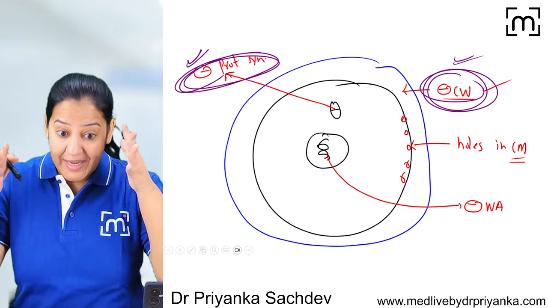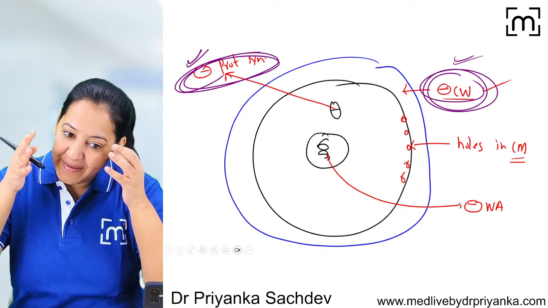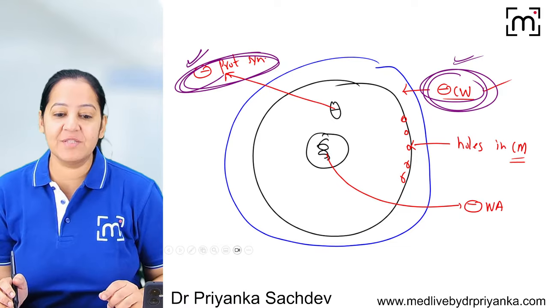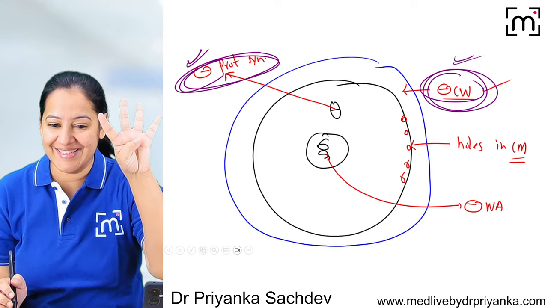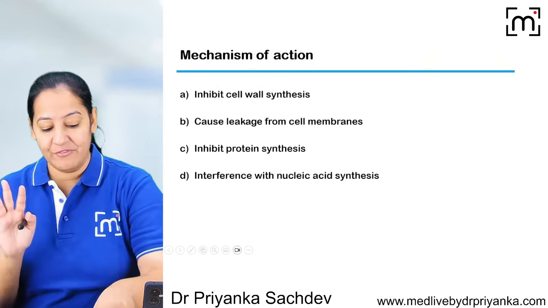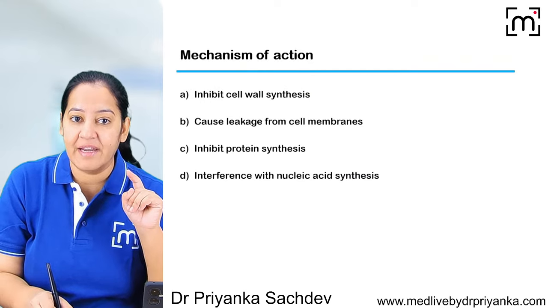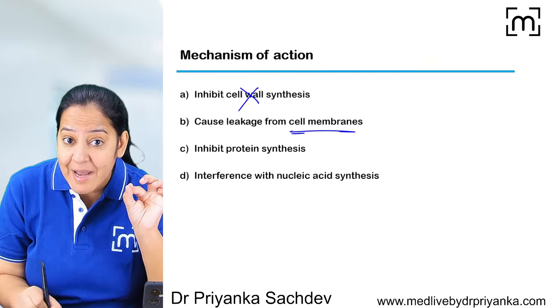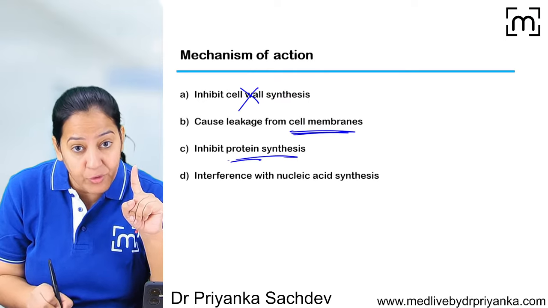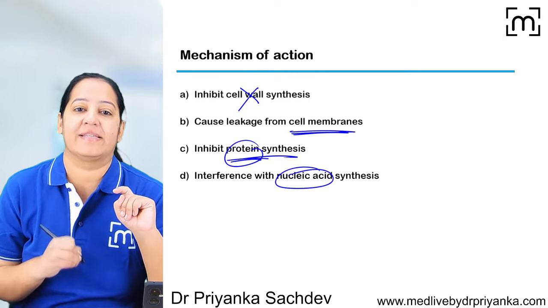These are the four ways we can kill the bacteria or inhibit its growth. Based on the mechanism of action, there are four types of antimicrobial agents. Any confusion? So these are the four mechanisms we can kill a bacteria: either inhibit the cell wall synthesis, or cause holes or pores in the cell membrane, or inhibit the protein synthesis, or inhibit the nucleic acid synthesis.